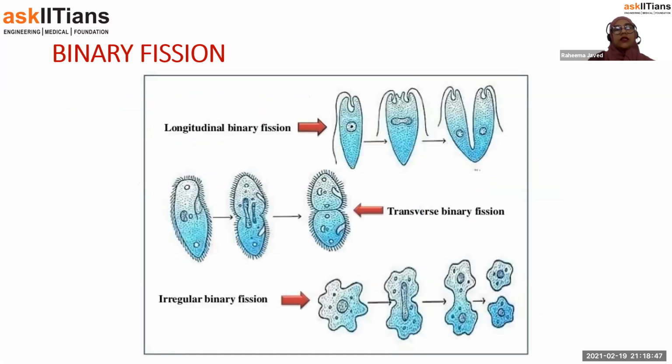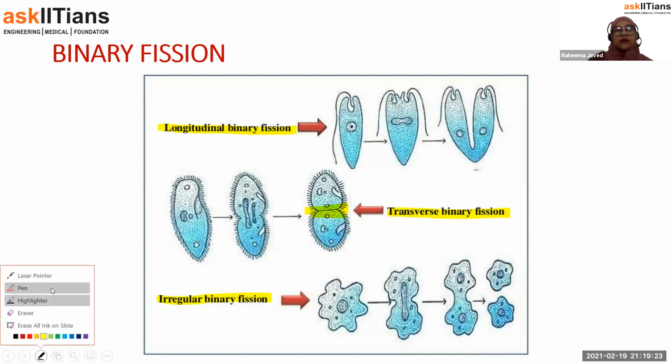Okay, we will look at the three types of binary fission in other unicellular organisms, which are protists. Okay, first is longitudinal binary fission, where the plane of division is longitudinal along the length of an animal. Okay, second is transverse binary fission, where the division is along the horizontal plane. Okay, which is this. And in irregular binary fission, there is no plane of division, okay, which occurs in... Can you identify the animals?